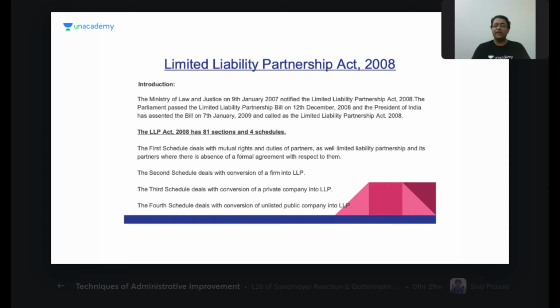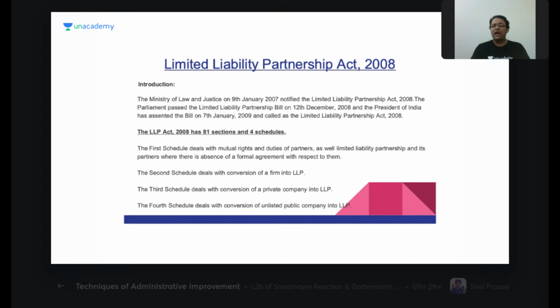Earlier in the day today, I took a session on the Indian Partnership Act 1932, which basically dealt with normal and traditional partnerships, which had unlimited liability and which had ease of starting up and doing business. Now, the Limited Liability Partnership Act 2008 came into existence, like the year says, in 2008.